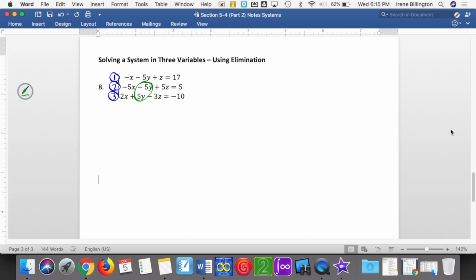cancel. So I'm going to pull over equation 2 and equation 3, and we are going to use elimination to eliminate the y variable in these 2 equations.